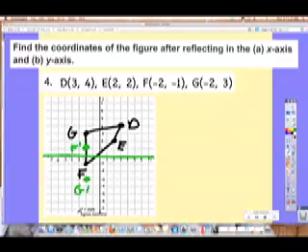Connect them. Wow. You got the same picture for the x-axis reflection. Alright, will you help me please?